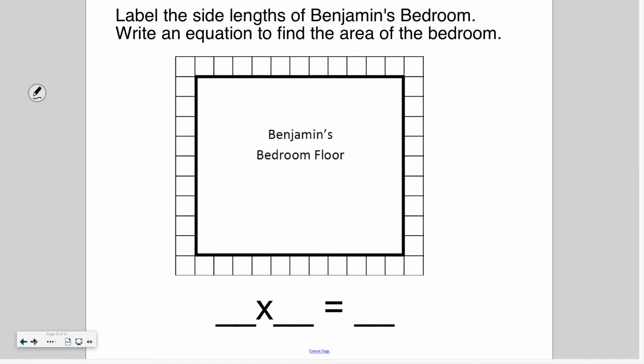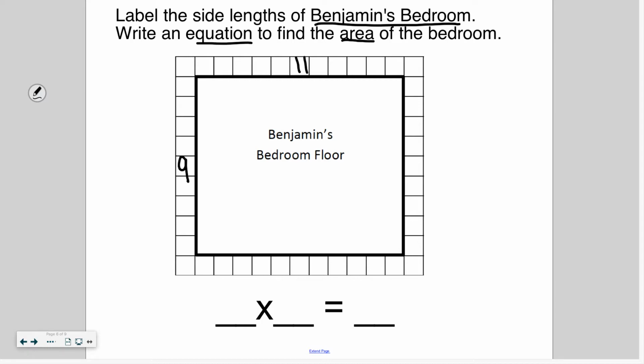So the only difference is today I don't have the lines going across, so I need to focus on the side lengths. I won't be able to count the squares inside because I only can see how long the sides are. So it says label the side lengths of Benjamin's room, write an equation to find the area of the bedroom. Well, I see that this side is 1, 2, 3, 4, 5, 6, 7, 8, 9 units, and the top is 1, 2, 3, 4, 5, 6, 7, 8, 9, 10, 11 units.